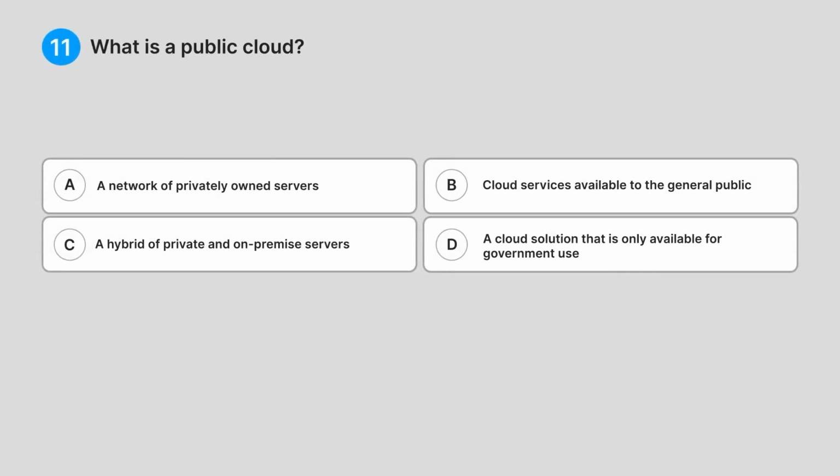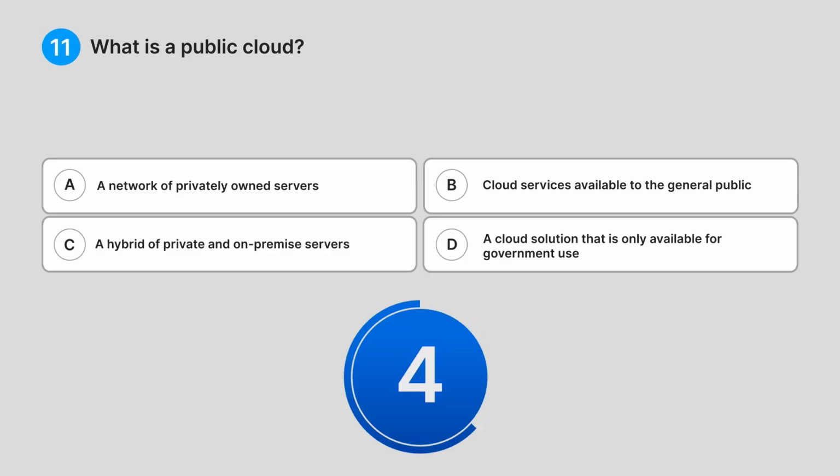11. What is a public cloud? A. A network of privately owned servers. B. Cloud services available to the general public. C. A hybrid of private and on-premise servers. D. A cloud solution that is only available for government use. What do you think is the answer?